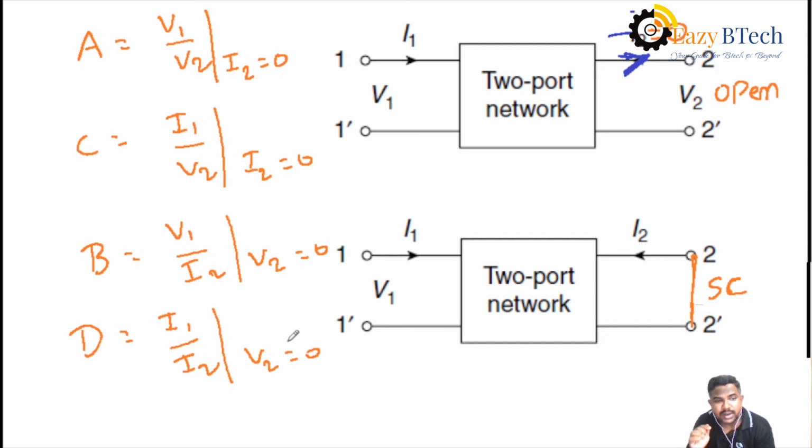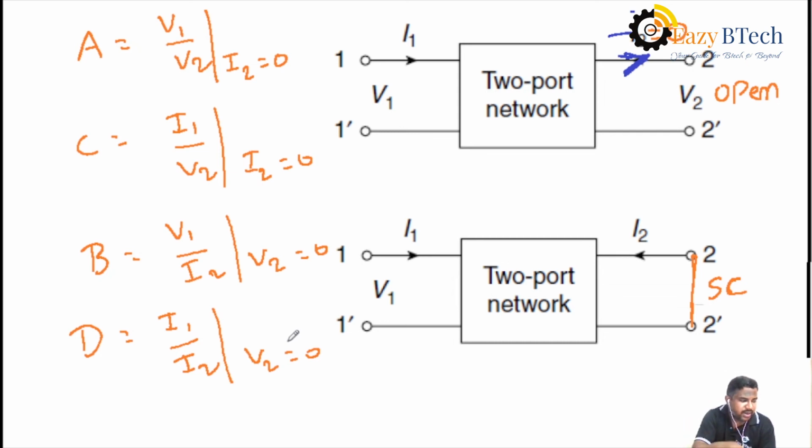Similarly, the parameter D is the ratio of current to current. That's why there are no units for parameter D. Like that, we have to find out: in the first case, the second port will be open circuited, and in the second case, the second port will be short circuited. Then we have to find out the A, B, C, D parameters like that.